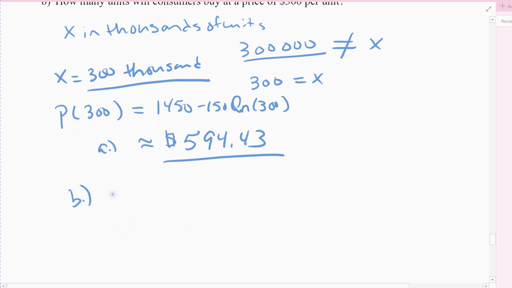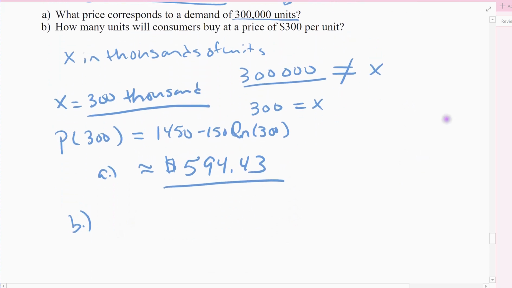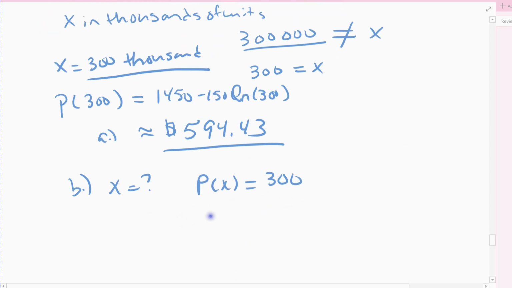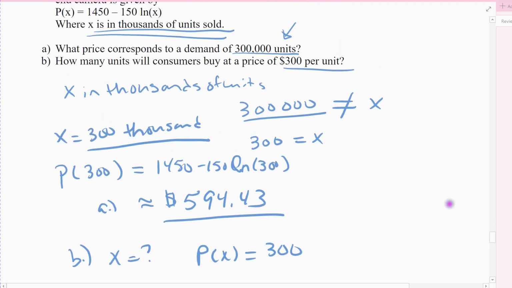Part B: how many units will the consumers buy at a price of $300 per unit? Alright, so we want to find the X value, right? How many units when the price, which is P of X, is equal to $300? Now they're giving you the function value and you want to solve for the X value. So you take the function and set it equal to the value we're looking for, which is 300.